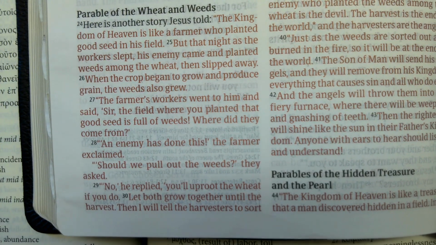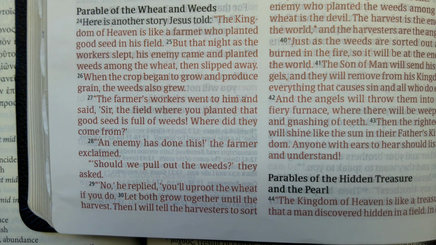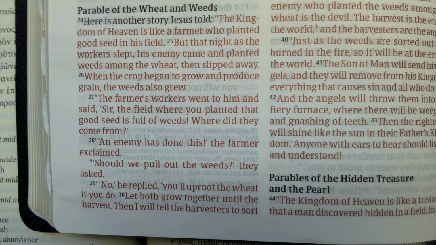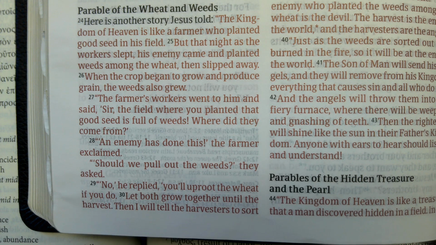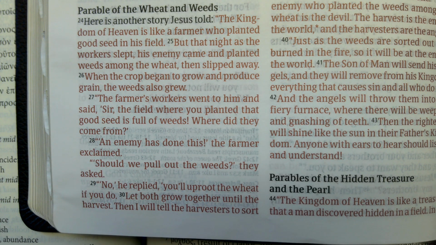Here's another story Jesus told. The kingdom of heaven is like a farmer who planted good seed in his field, but that night, as the workers slept, his enemy came and planted weeds among the wheat, then slipped away. When the crops began to grow and produce grain, the weeds also grew. The farmer's workers went to him and said, "Sir, the field where you planted that good seed is full of weeds. Where did they come from?" "An enemy has done this," the farmer exclaimed. "Should we pull out the weeds?" they asked. "No," he replied. "You'll uproot the wheat if you do.